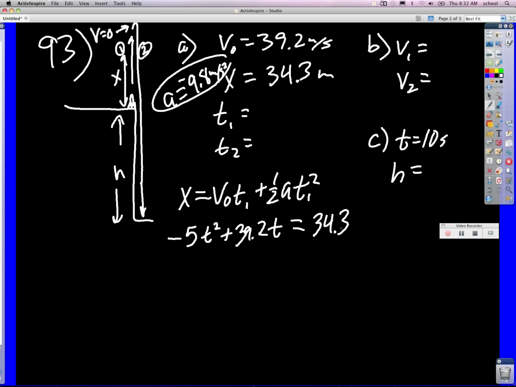Pretty straightforward, right? For part B, we want the V1 at this point. Well, what do I know? I know the initial velocity, I know the acceleration, and I know the time it took to get there. So for part B, all I need to do is say V is equal to V0 plus AT. So V is equal to 39.2 meters per second plus negative 9.8 meters per second squared times 1 second.